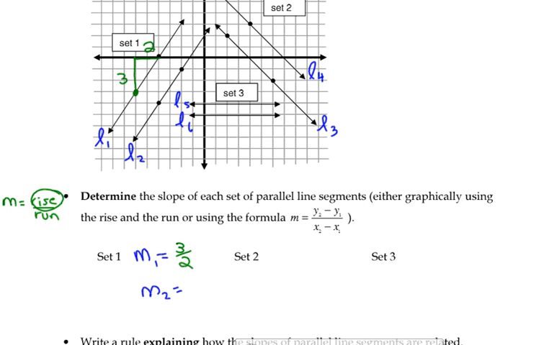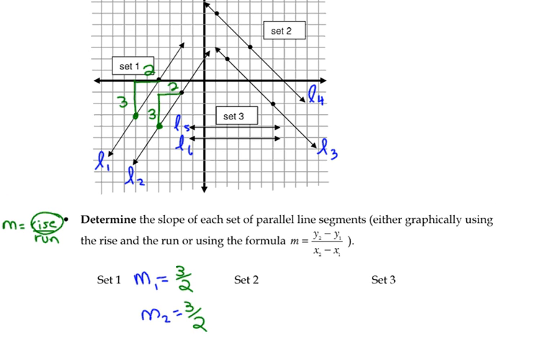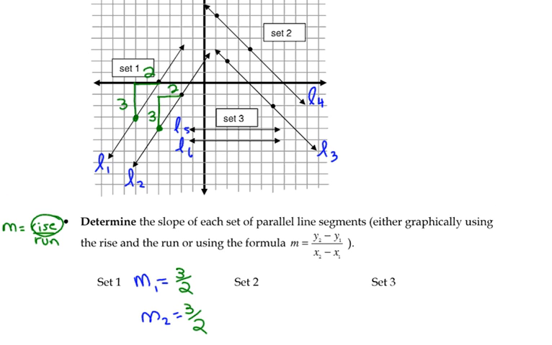Okay, next line. We start on the point on the left-hand side, and we're going up. How much? 3, and then run is 2. So again, 3 over 2. So let's try set 2, lines 3 and 4.